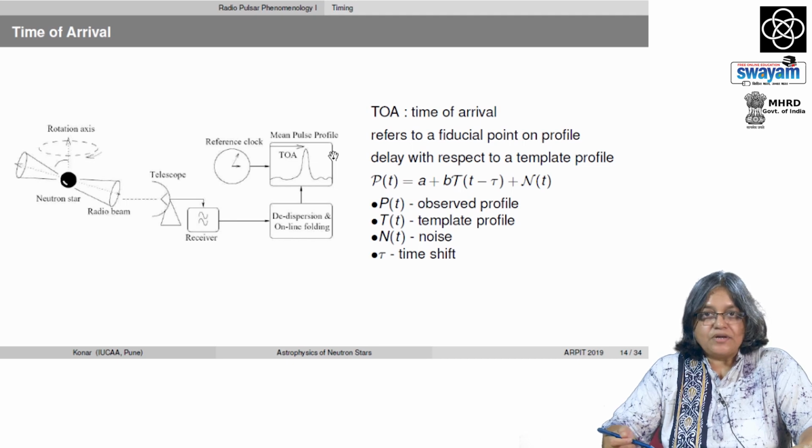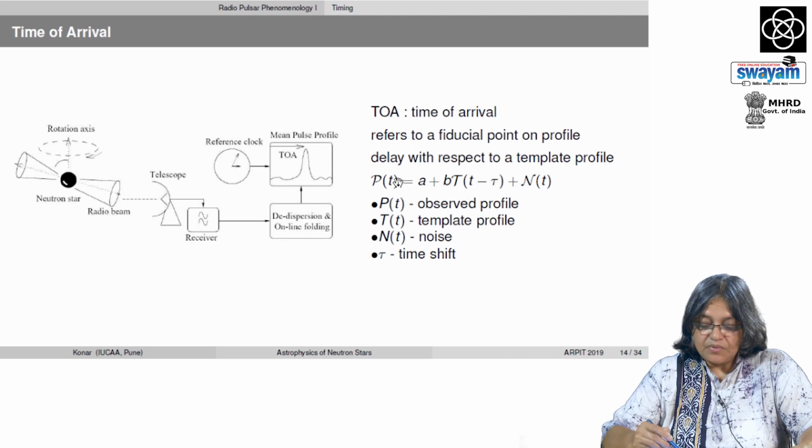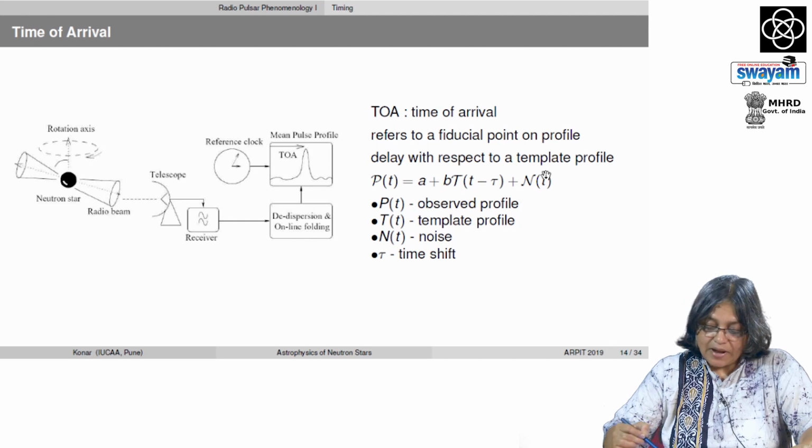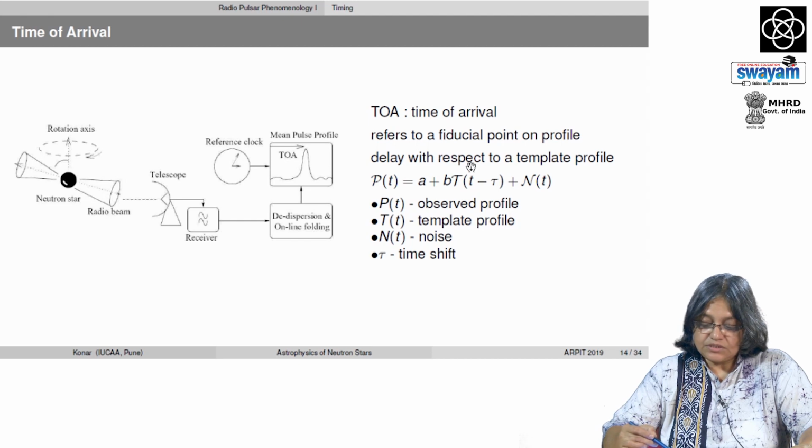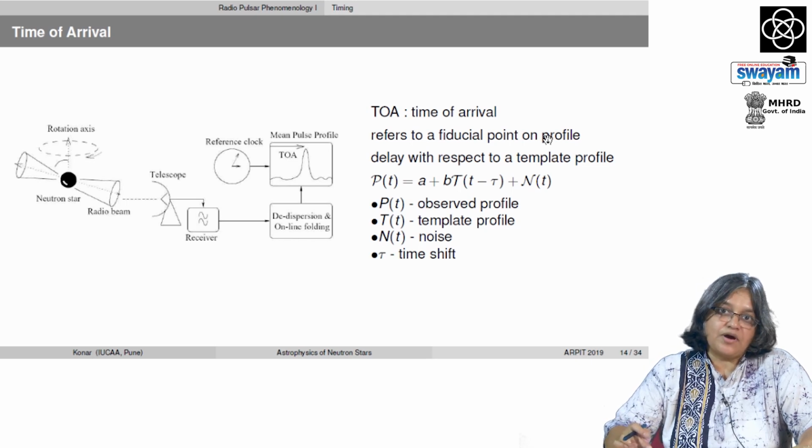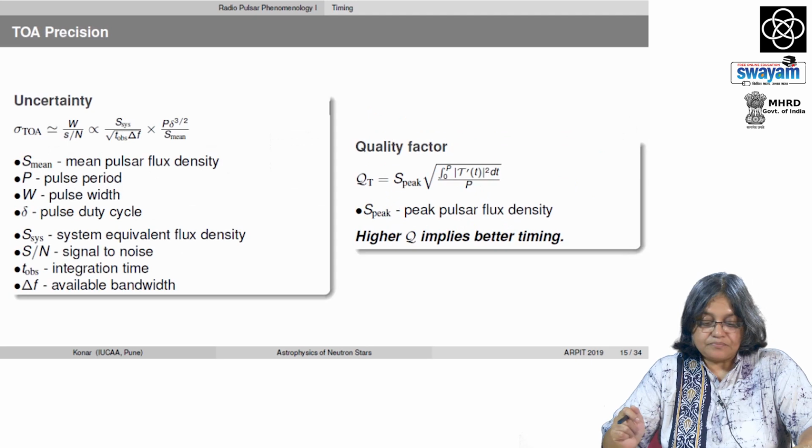So, the profile that we obtain, for example, today would be given by this P(t), where this is our observed profile, and this is expanded in terms of A, which is shift, and B multiplied by the template profile plus some noise. Now, this template profile is given by T minus tau, where tau is the time shift between the observed profile and the expected arrival time.